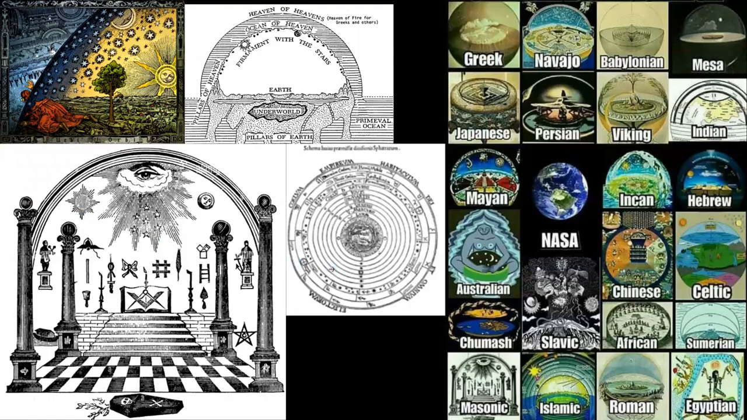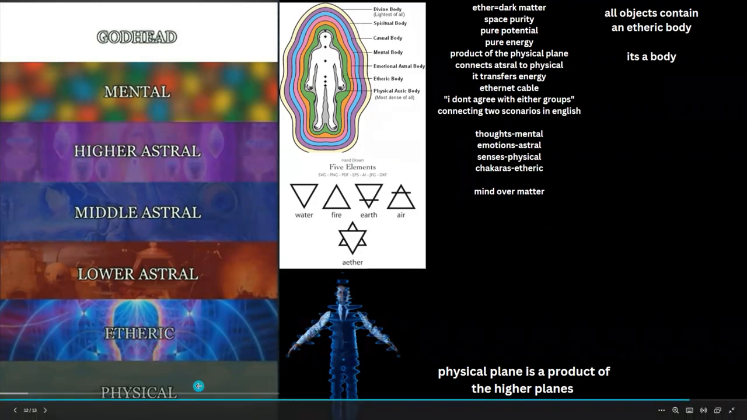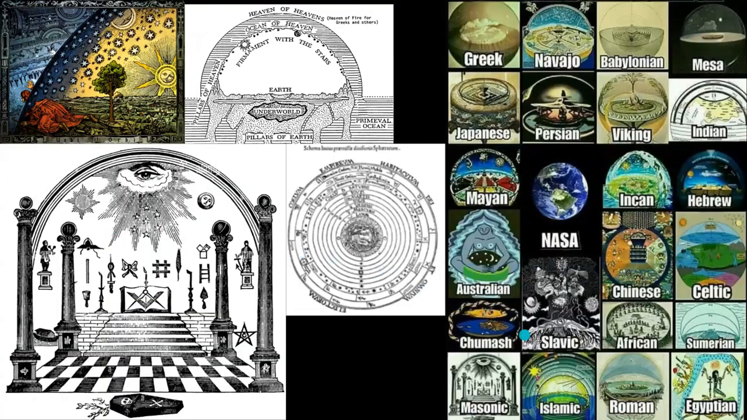And it breaks down and it controls the planes below it. The mental plane, hold on, I've got it here for you. The mental, the astral, etheric, and physical. Etheric connects the physical to the astral, but the mental is what's above them all. You see? Now, it's important to understand this. It's important.